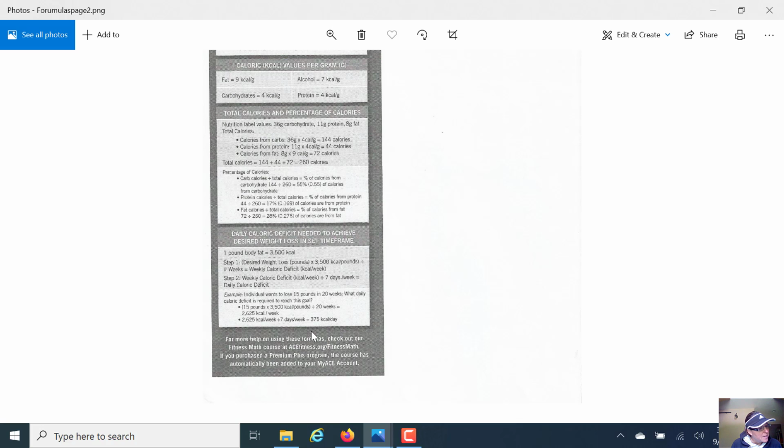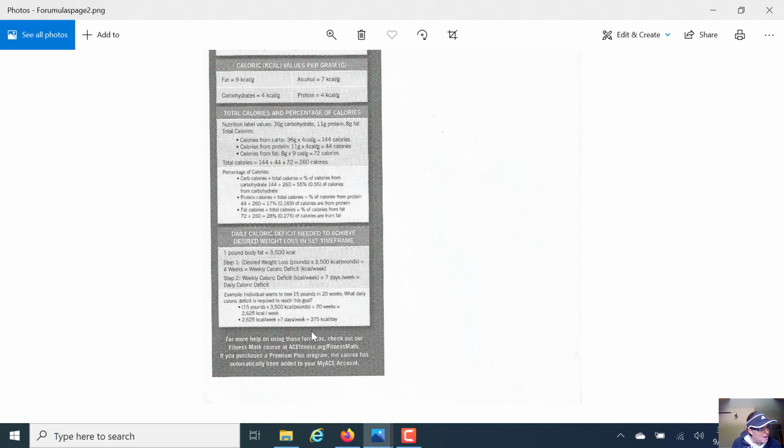And the last formula here is the daily caloric deficit needed to achieve desired weight loss in a set time frame. So if you had a person who wanted to lose weight, how much of a caloric deficit do they need to have? Just remember, 1 pound of fat is equal to 3,500 calories, so they have to burn off 3,500 calories to lose 1 pound. Step 1 would be to list their desired weight loss in pounds, whatever that number may be, and multiply that by 3,500 calories.